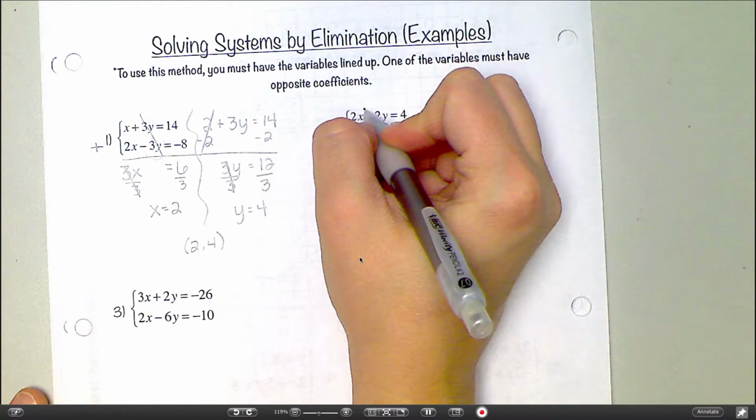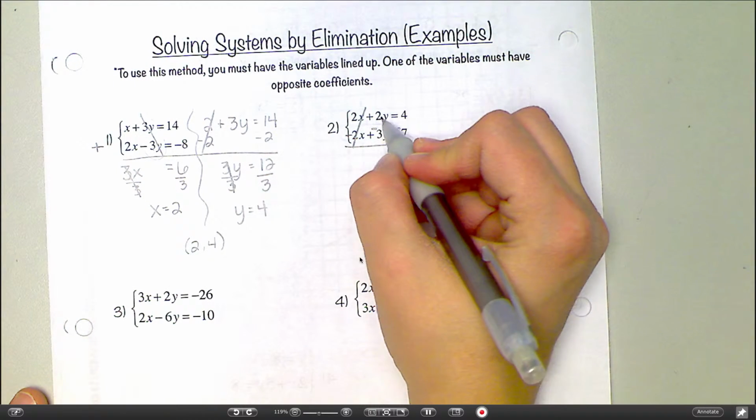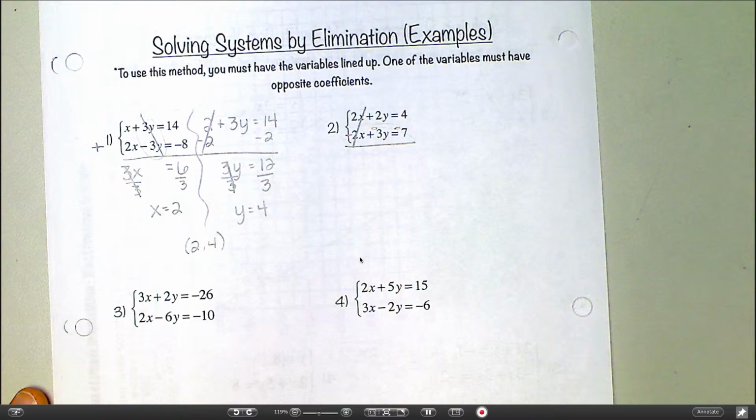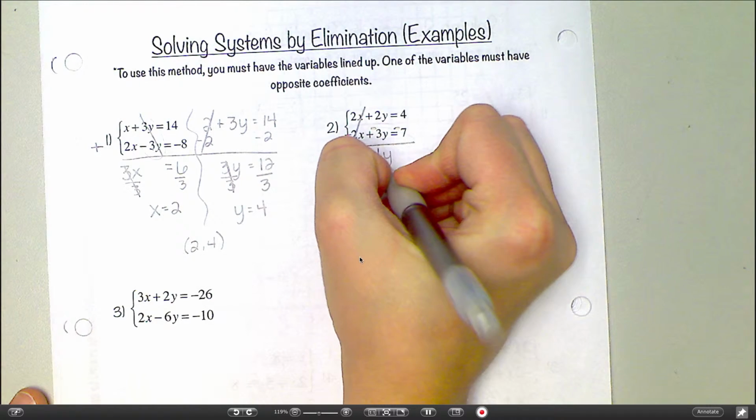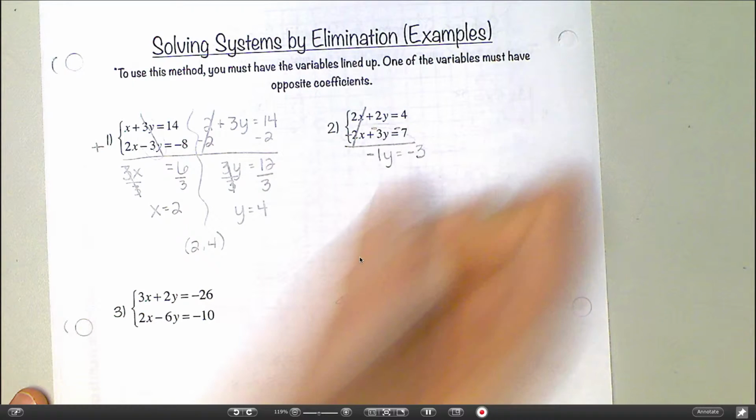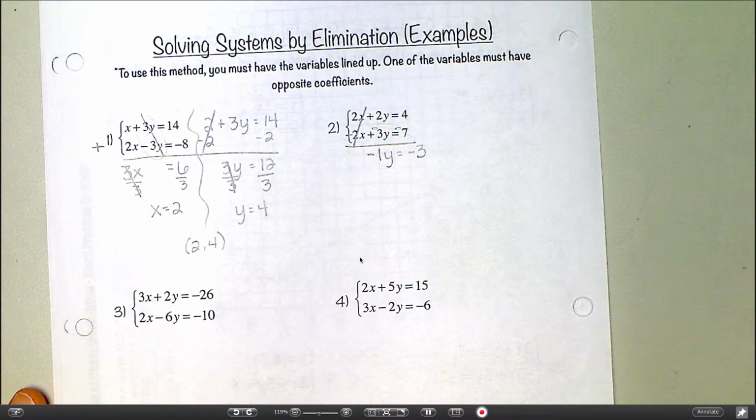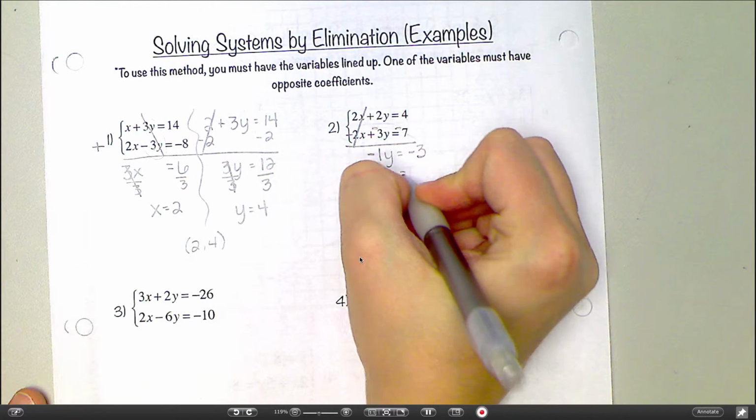Now let's add together, and those cancel out. And every time you do this, something should cancel out. Okay, that's the whole point of what you're doing. What's 2y plus negative 3y? Nope, negative 3y. Negative 1y. Negative 1y. 4 plus negative 7 is negative 3. If negative 1y equals negative 3, what does positive y equal? 3. Positive 3, yep. y equals 3.